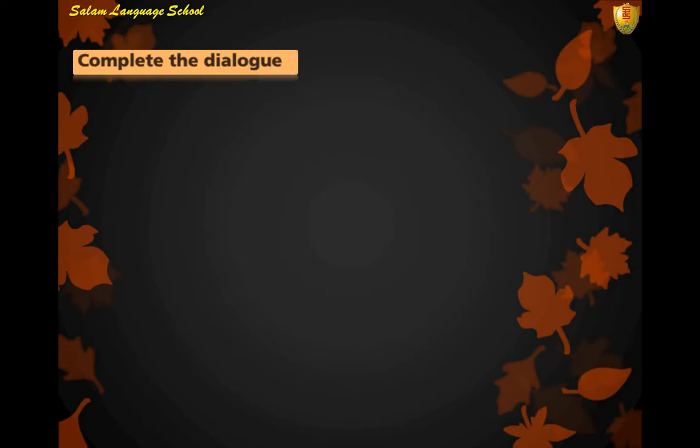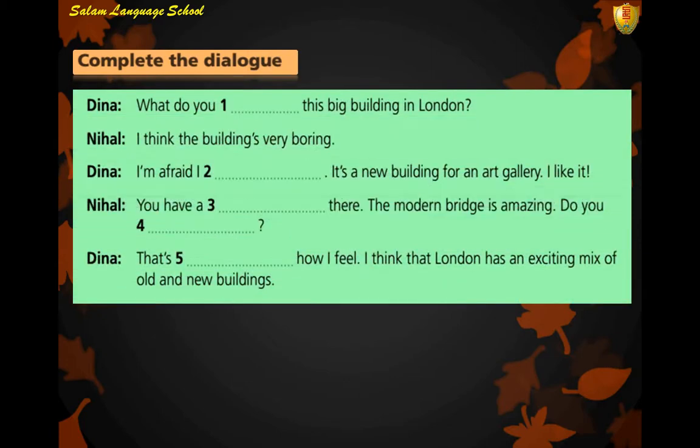In this exercise, I want you to complete the dialogue. You have a dialogue between Dina and Nihal. Dina: What do you (blank) this big building in London? Nihal: I think the building's very boring. Dina: I'm afraid I (blank). It's a new building for an art gallery. I like it. Nihal: You have a (blank) there. The modern bridge is amazing. Do you (blank)? Dina: That's (blank) how I feel. I think that London has an exciting mix of old and new buildings.